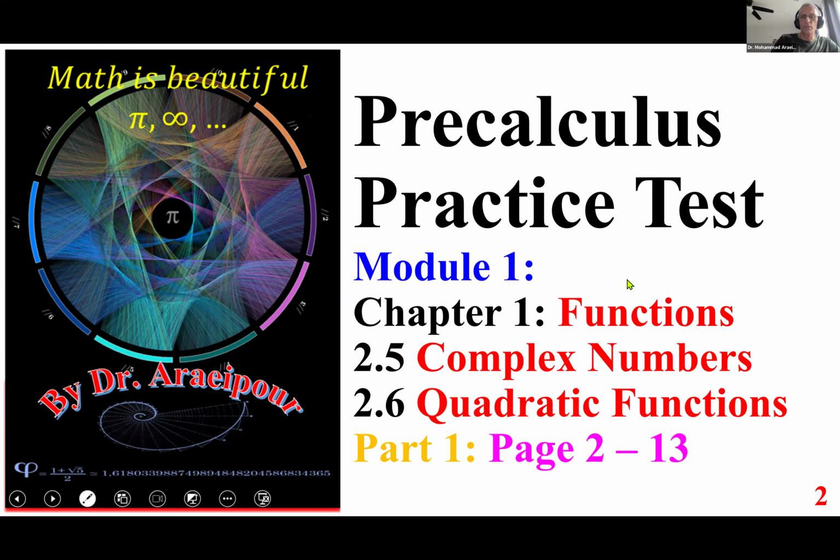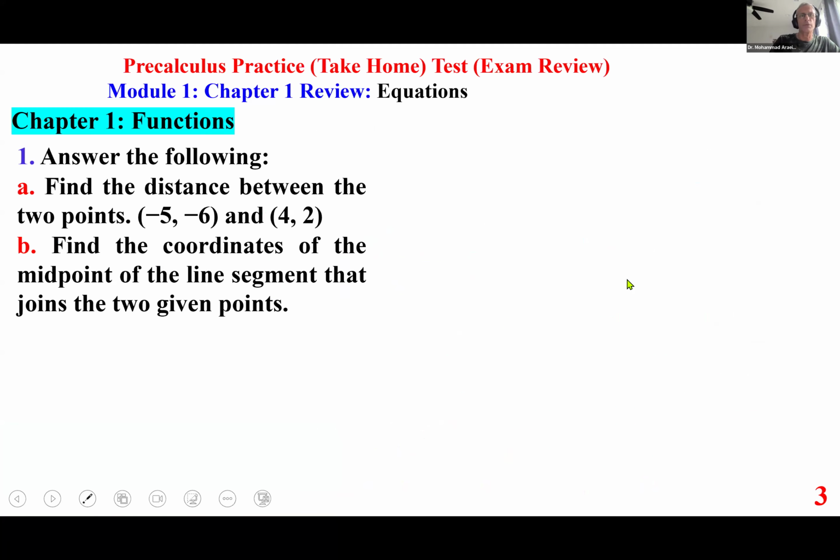So functions, complex numbers, quadratic functions. So the first question, answer the following. Find the distance between the 2 points with coordinates -5, -6, and 4, 2. Find the coordinates of the midpoint of the line segment that joins the two given points.